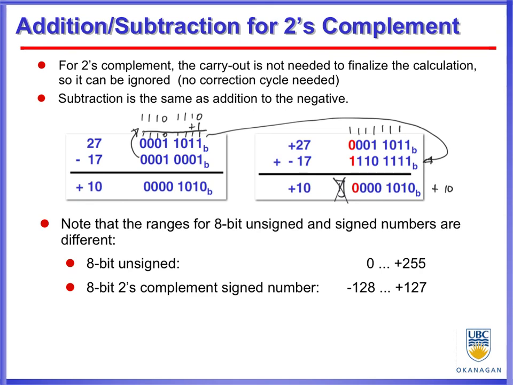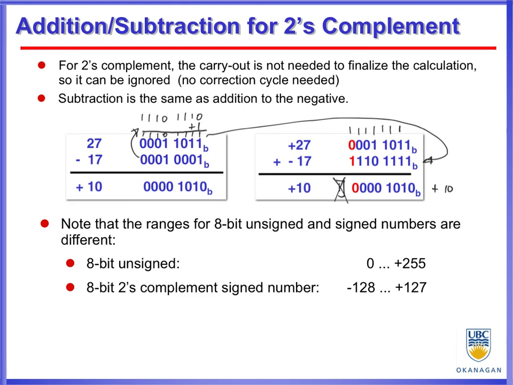Okay, so those are the main reasons that we use 2's complement. Note that the ranges for 8-bit unsigned and signed numbers are different. If we've got 8-bit unsigned, the numbers go from 0 to positive 255. With 8-bit 2's complement, we go from negative 128 to positive 127. It's still the same number of numbers, but half of them are negative, half of them are positive because of the sign bit.